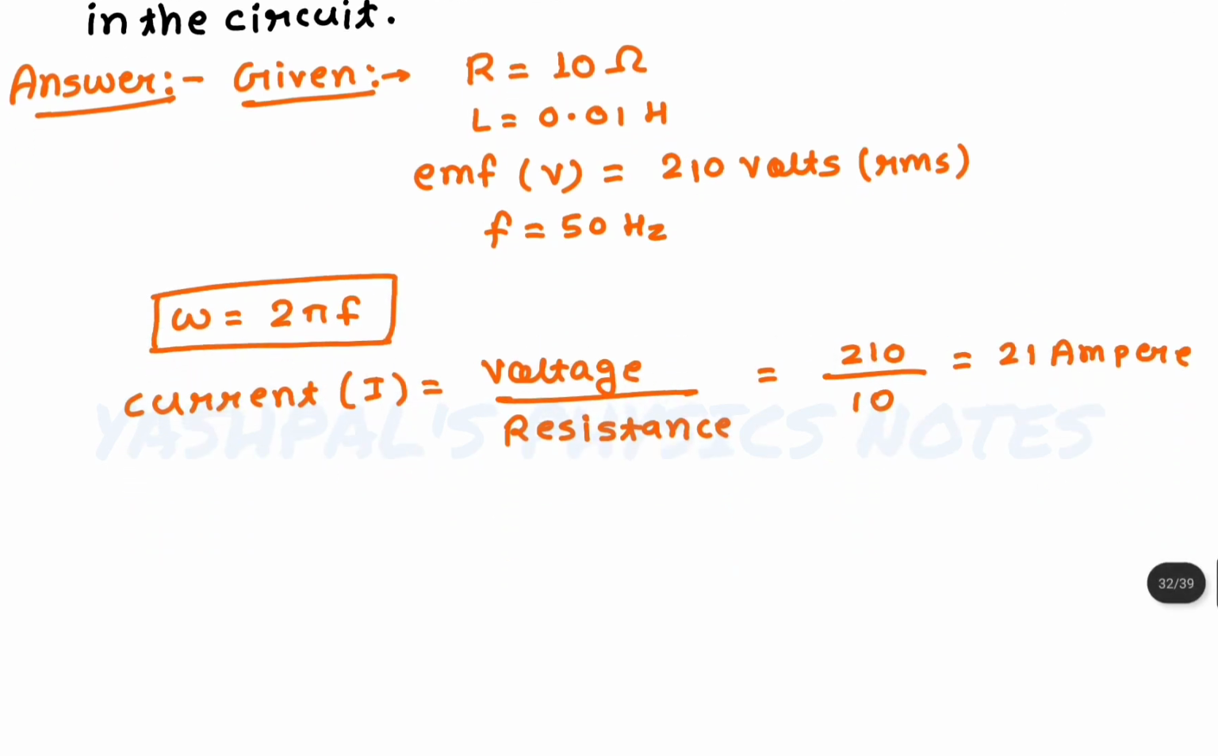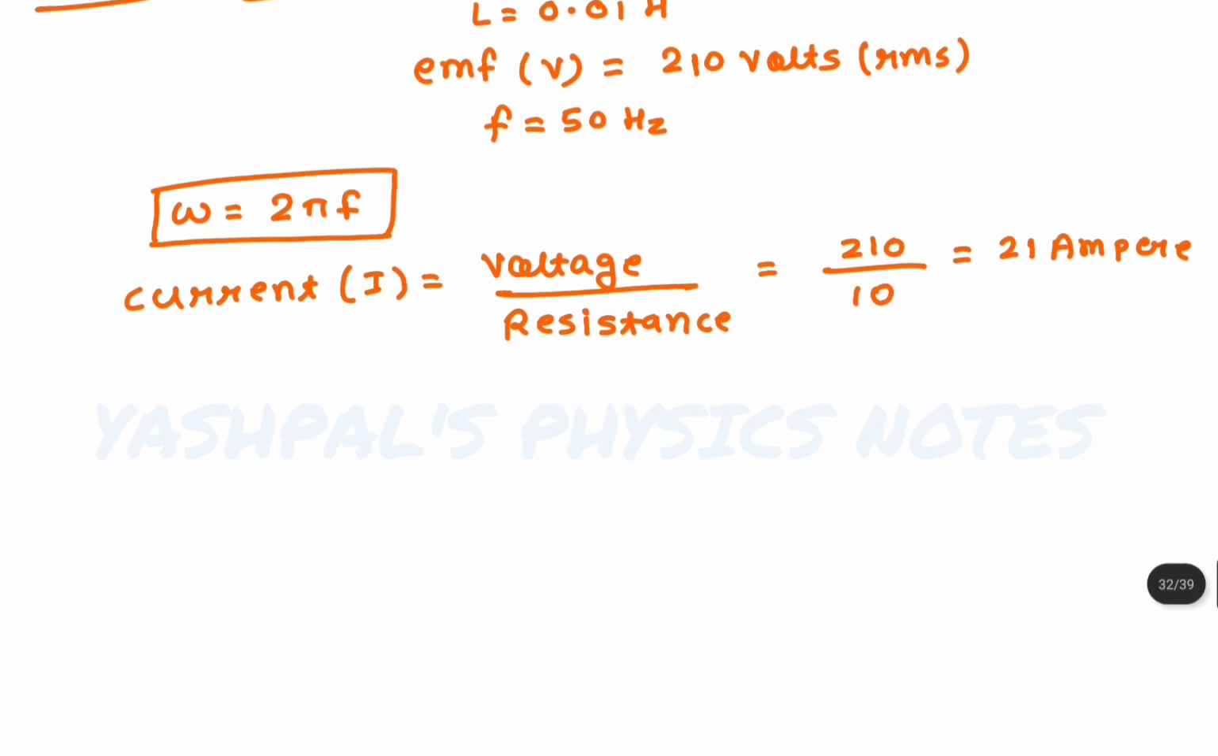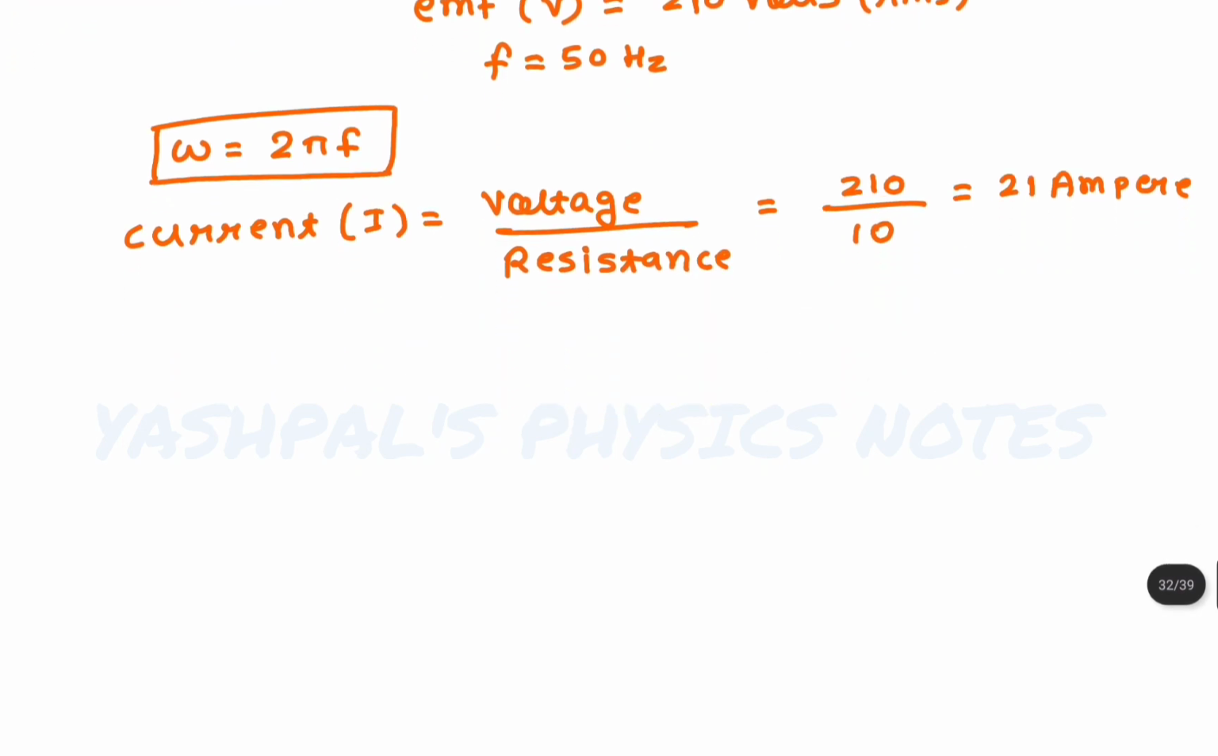So potential drop across resistance. Potential drop is nothing but a change in voltage. So here I am writing the first part, potential drop across resistance.